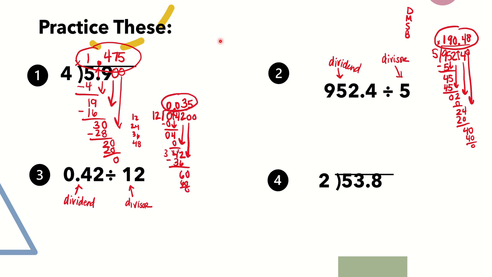Okay, so let's go ahead and look at our last question, question number 4. It's already set up for us. I'm just going to rewrite it. Bring up my decimal and go ahead and divide. 2 goes into 5 2 times. Bring down my 3. 12 goes into 13 6 times. 12. Bring down my 1. Bring down my 8. 2 goes into 18 9 times. And again, we know we're done because we have my 0. And this is my answer.